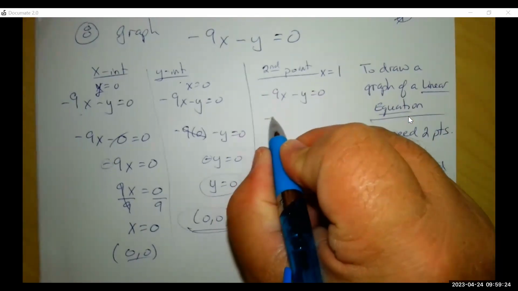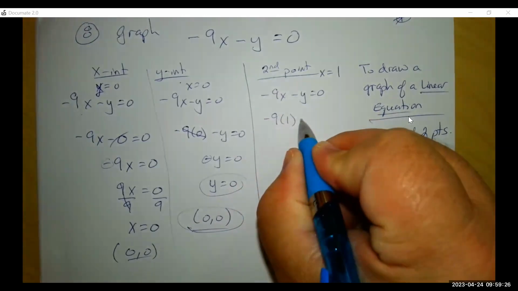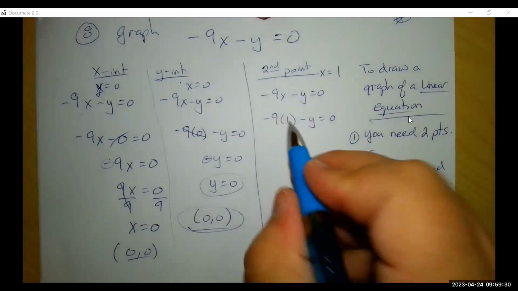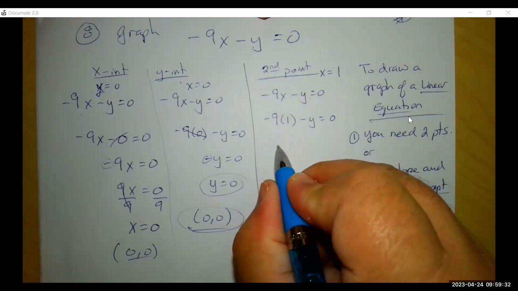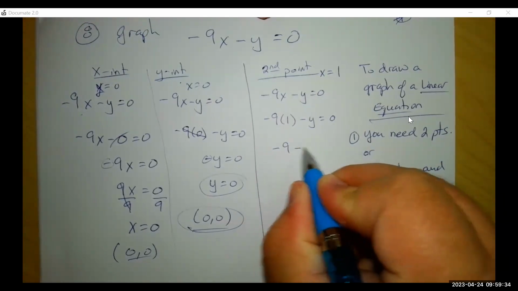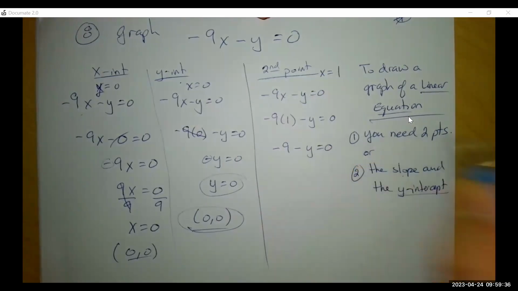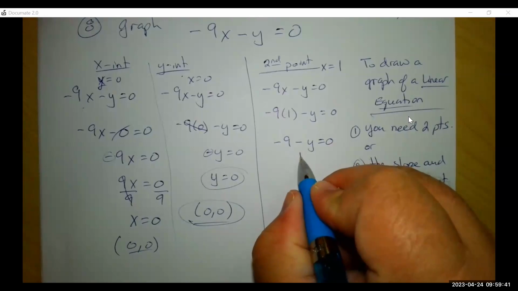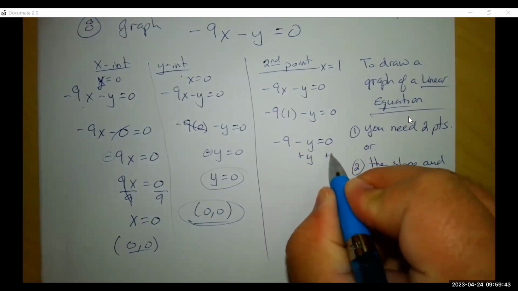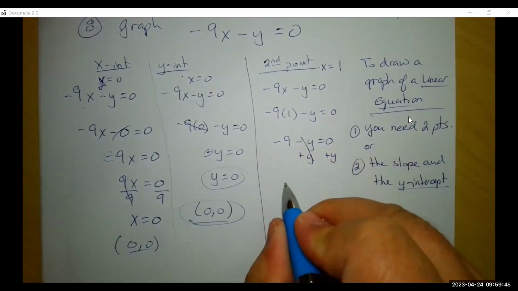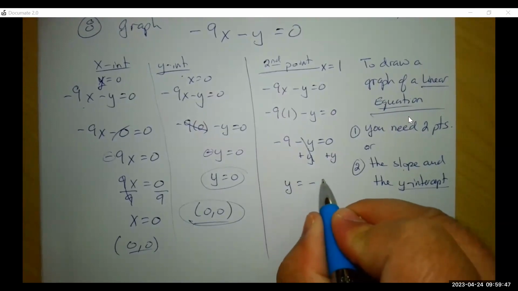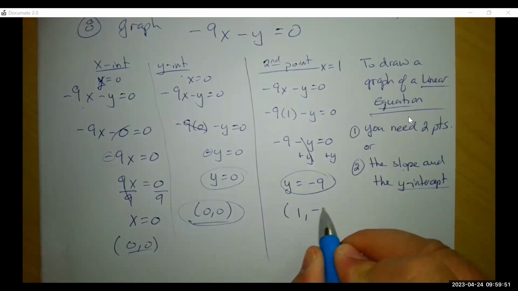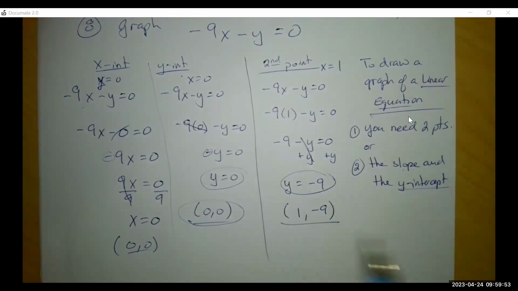Plug it in there. -9 times 1 minus y equals 0. Negative 9 times 1 is -9. Solve for y. Add y to both sides. So y is equal to -9. So there's your second point.